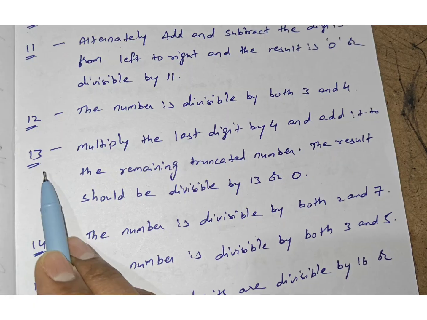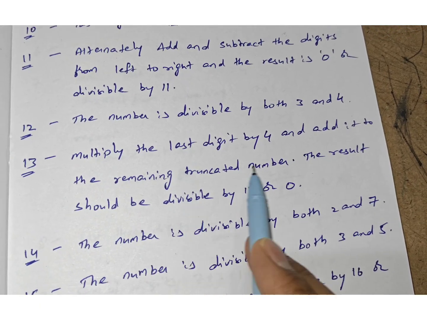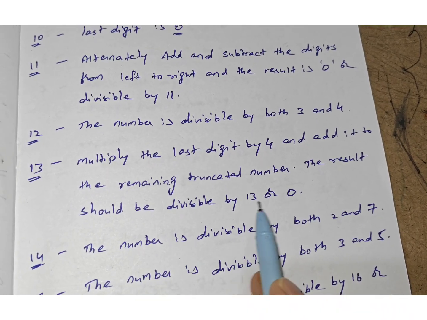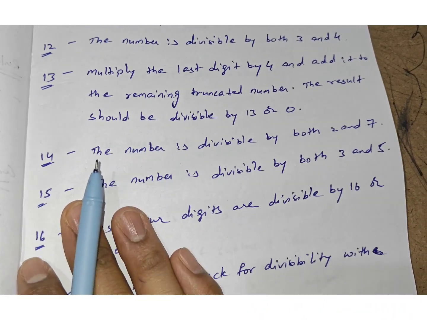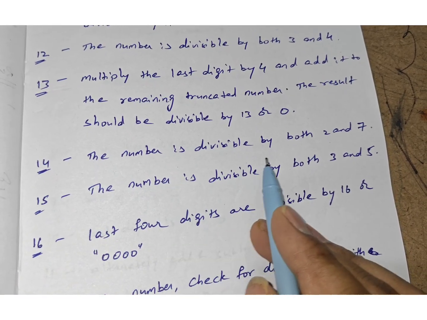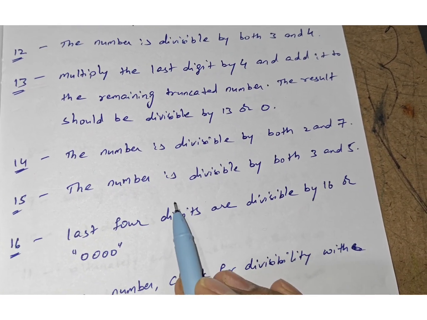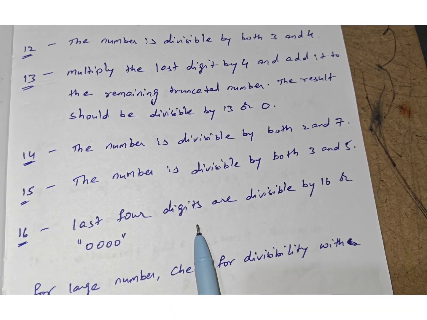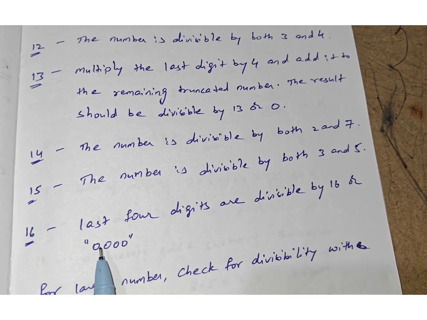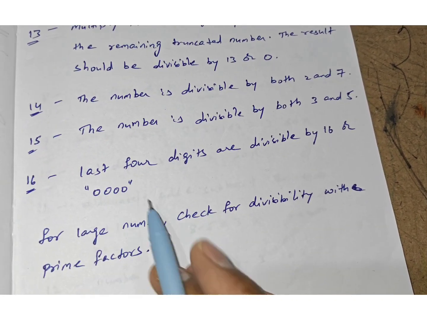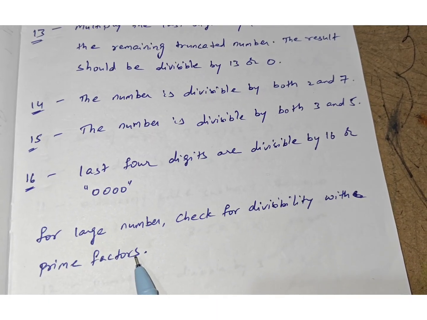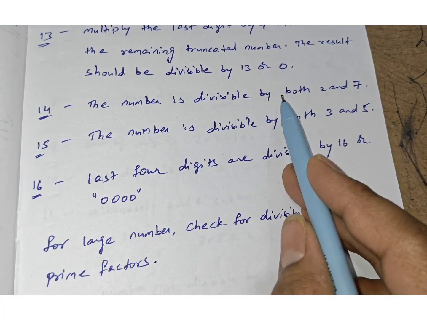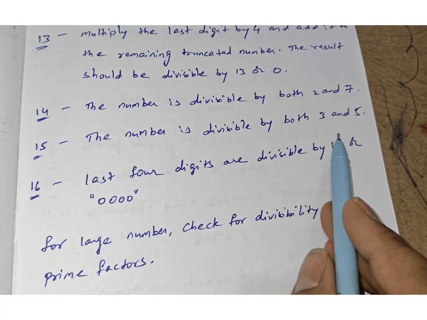If the number is to be divisible by 13, multiply the last digit by 4 and add it to the remaining truncated number. The result should be divisible by 13 or 0. If it is to be divisible by 14, then it should be divisible by both 2 and 7. For 15, the number should be divisible by both 3 and 5. And for 16, the last 4 digits are divisible by 16, or it should be 0000. For larger numbers, check the divisibility with the prime factors and you can find the solutions. As you have seen in the example for 14, it is to be divisible by both 2 and 7. For 15, by 3 and 5, and so on.